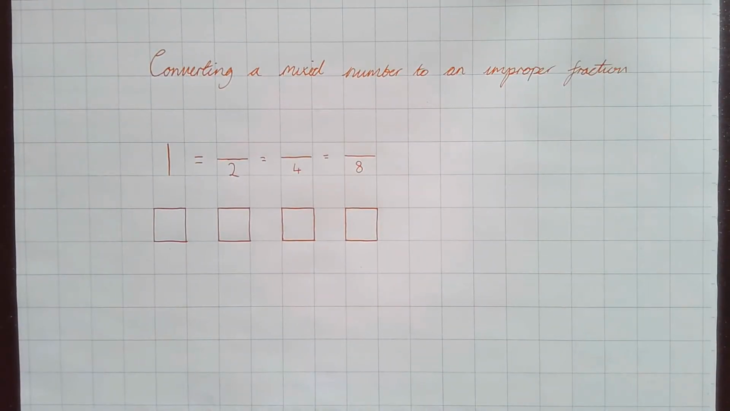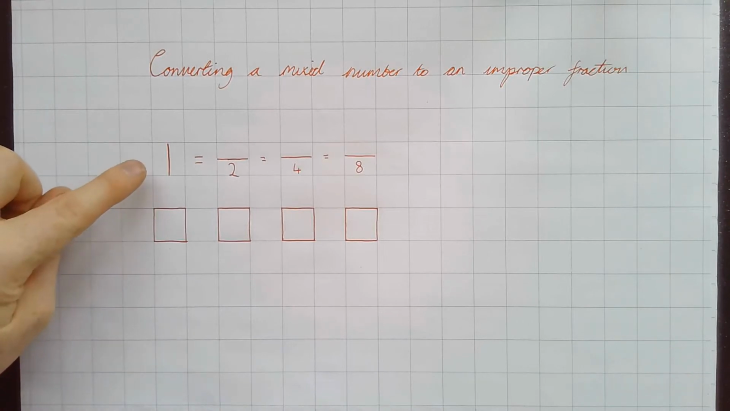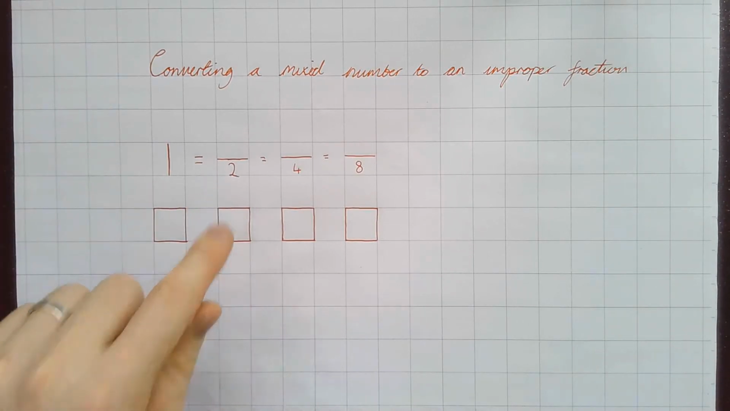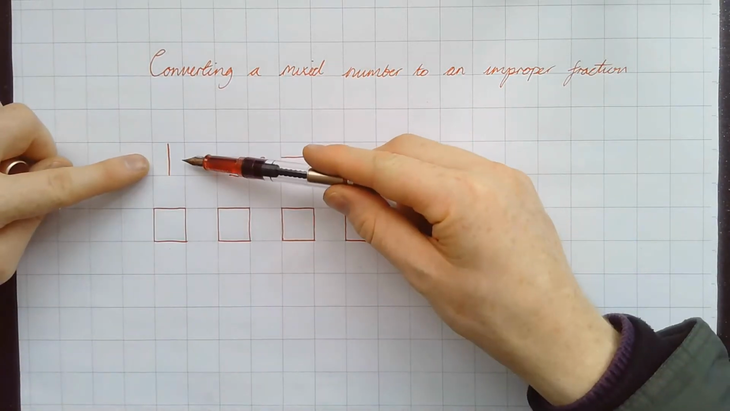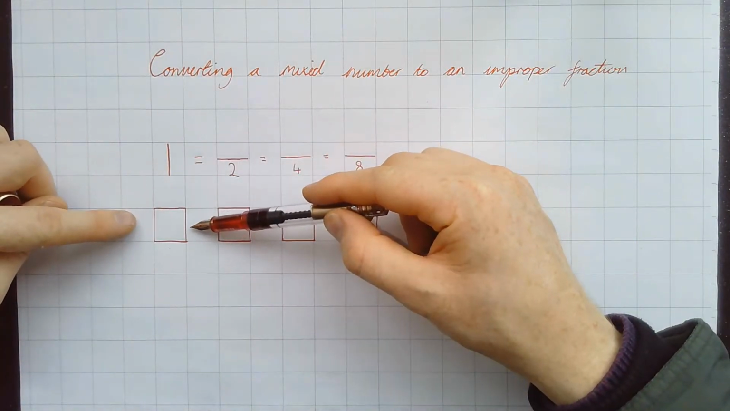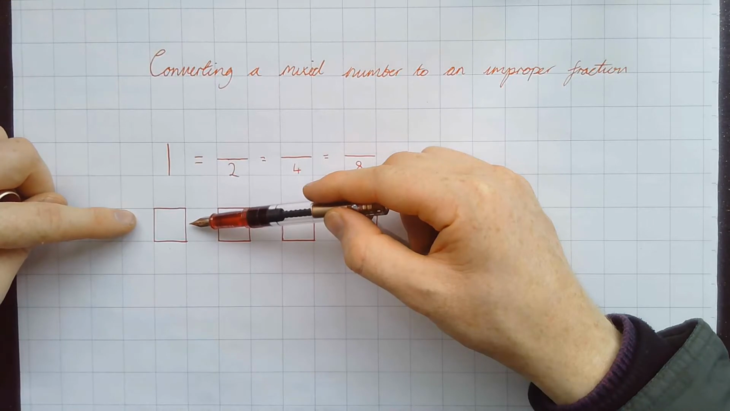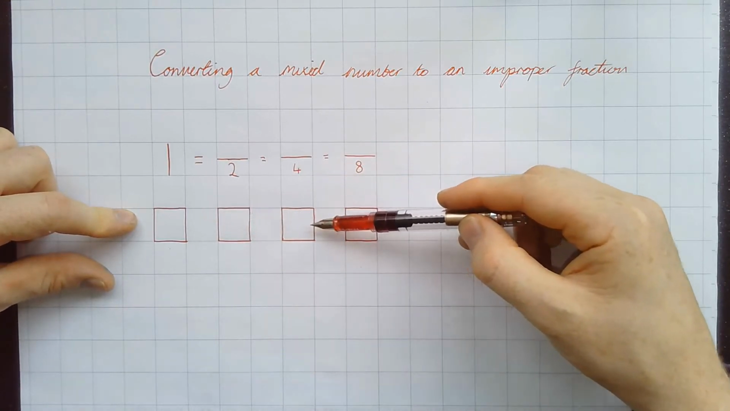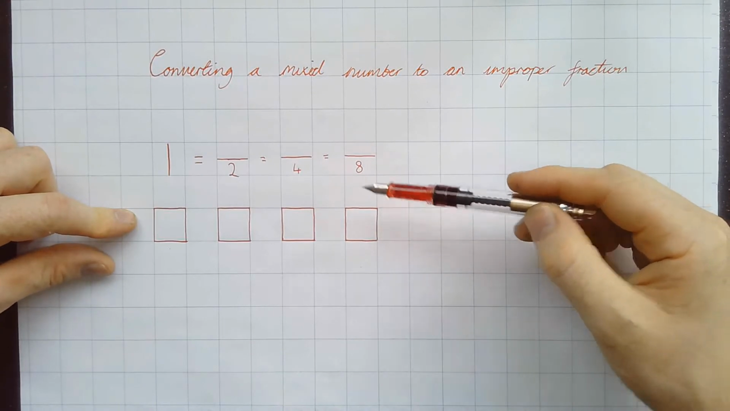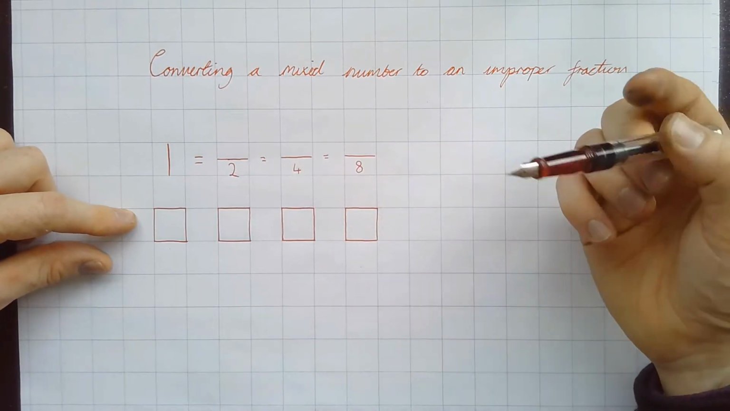Now we're going to look at converting a mixed number to an improper fraction. First, we need to make sure that we're really confident understanding the relationship between the whole and the fraction that is equivalent to it. Here we have one whole, and I've represented it as 1 square. I then put an equally sized square underneath each of these incomplete fractions that only have their denominators.